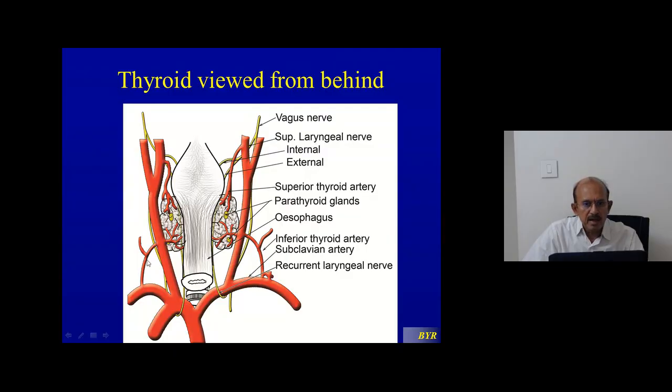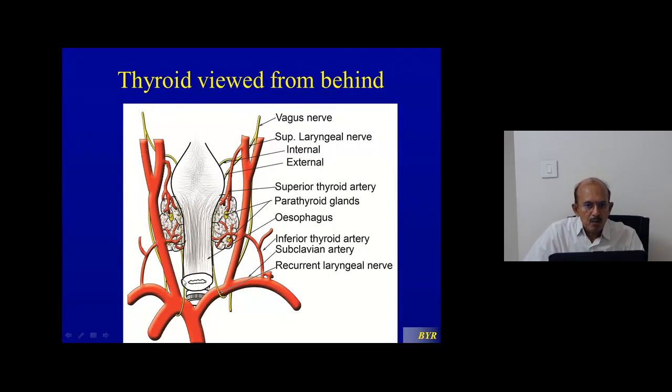And this is the inferior thyroid artery. It is coming from the thyrocervical trunk. This is the thyrocervical trunk coming from the subclavian artery, and it passes behind the common carotid artery and reaches the thyroid gland, divides into multiple branches, and then enters the thyroid gland.